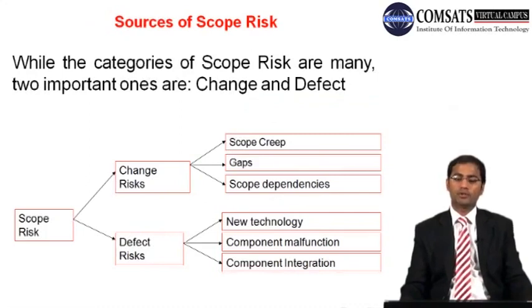And sources of scope risk. While the categories of scope risk are many, two important ones are change and defect. So scope risk can be broadly divided into change risk and defect risk. Change risk is about scope creep, scope gaps, and scope relationship. If your scope is dependent on something external, that is a very good thing to identify, and there is a big risk hidden over there.